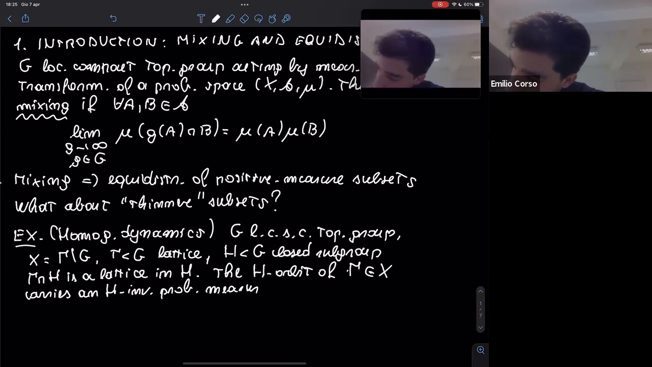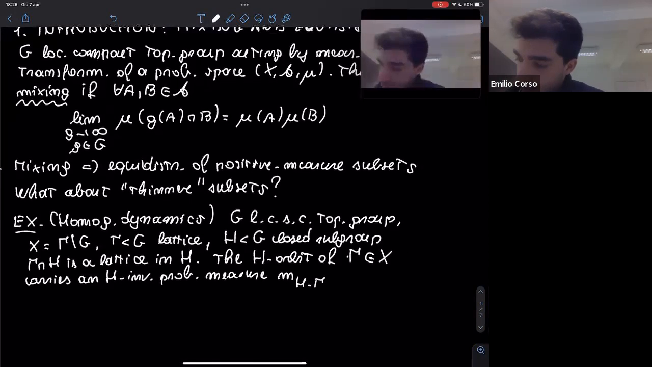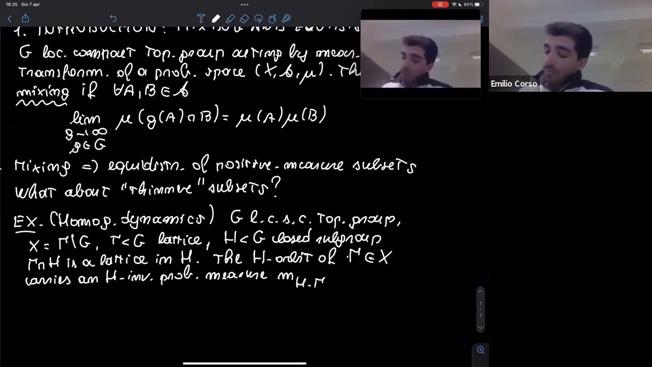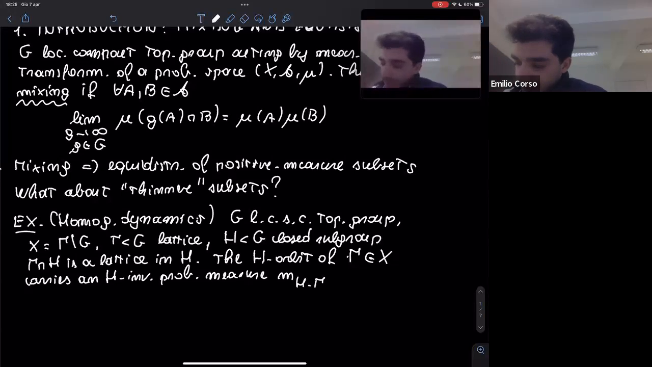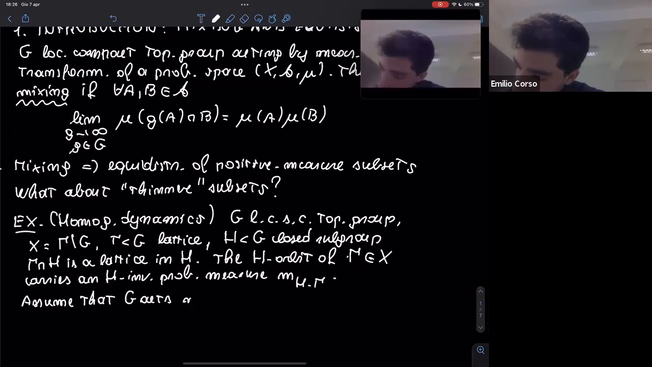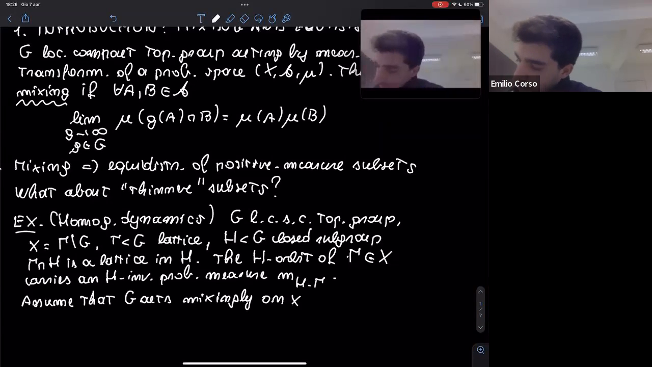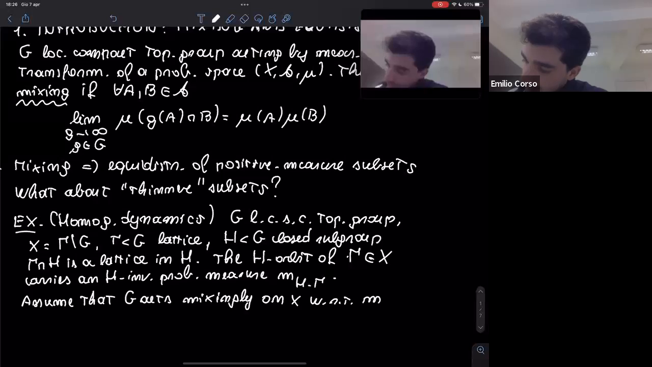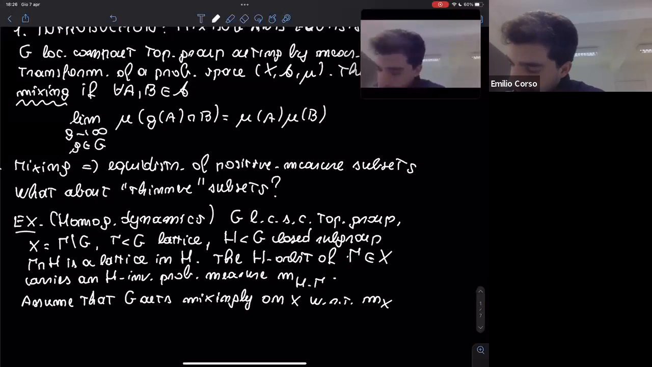Which I will denote by m_{HΓ} to indicate that it sits uniformly inside the H orbit of Γ. This is just the push forward under the orbital map of the natural invariant measure on the homogeneous space (Γ∩H)\H. And the question is, assume that G acts mixingly by translation on X with respect to the Haar measure m_X, the unique G-invariant measure on X.